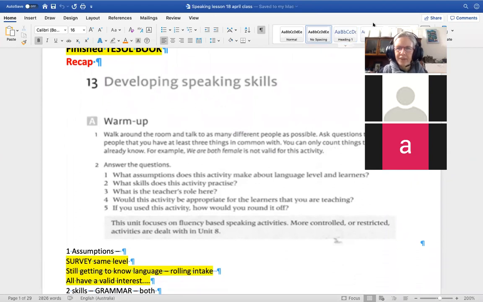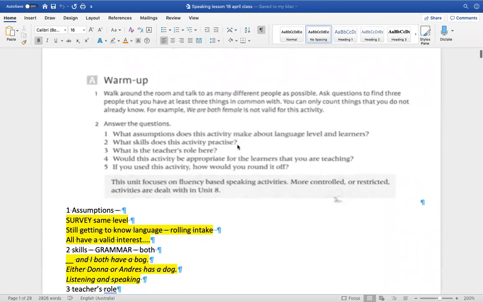Okay. And we learnt that before we introduce a task, we have to think about whether the students are roughly the same level. If not, what should we do for those that are a bit below or above? And we mentioned that in a language school, they have rolling intake. So you'll have some students who don't know others.